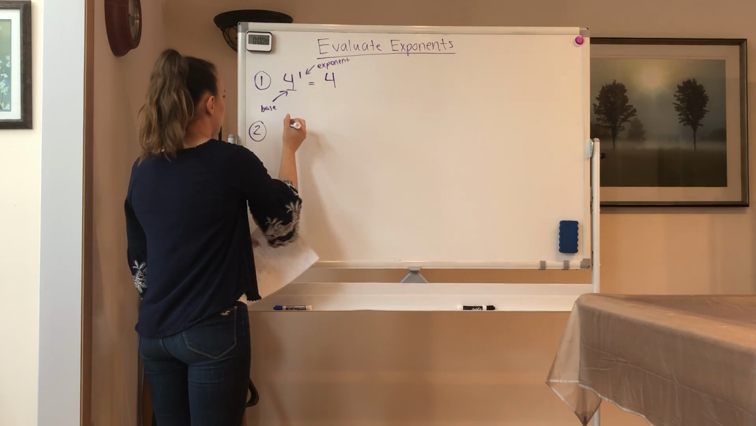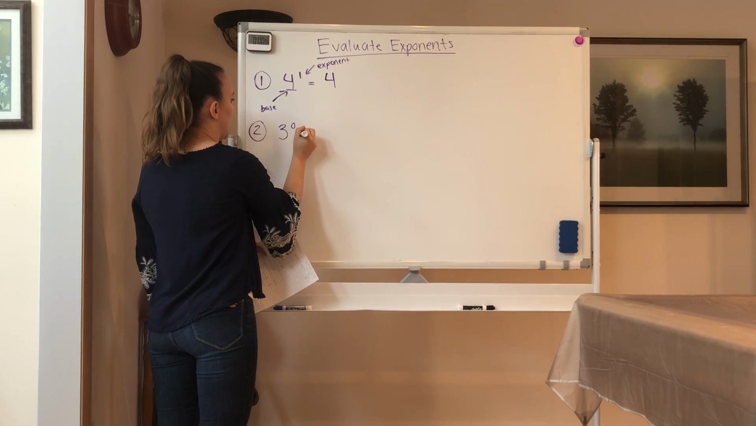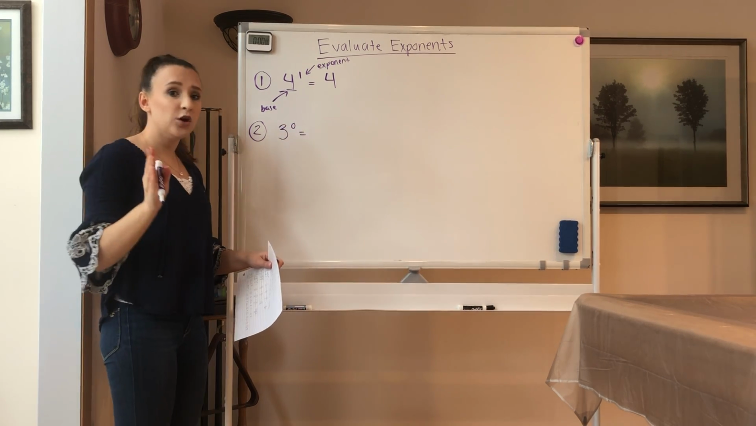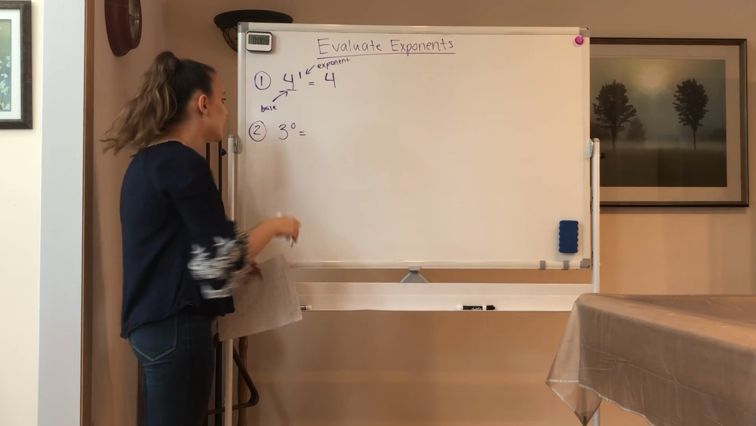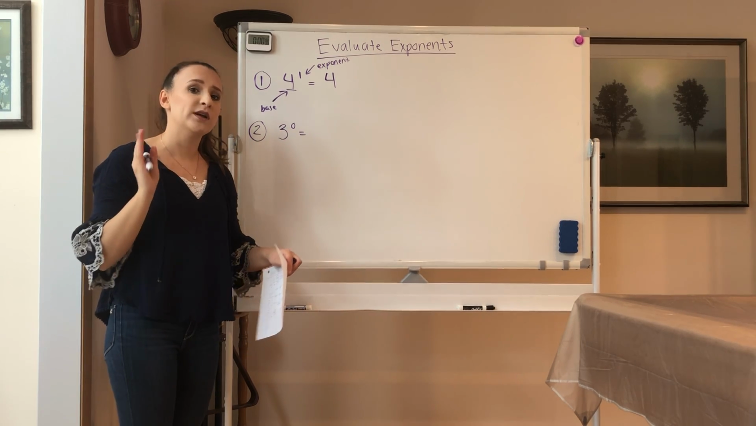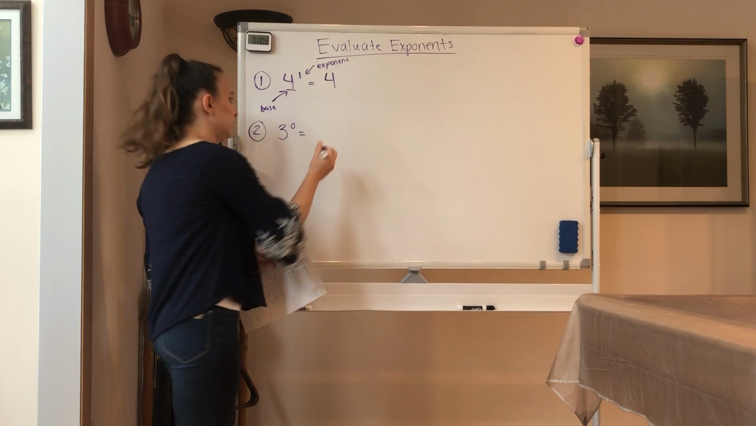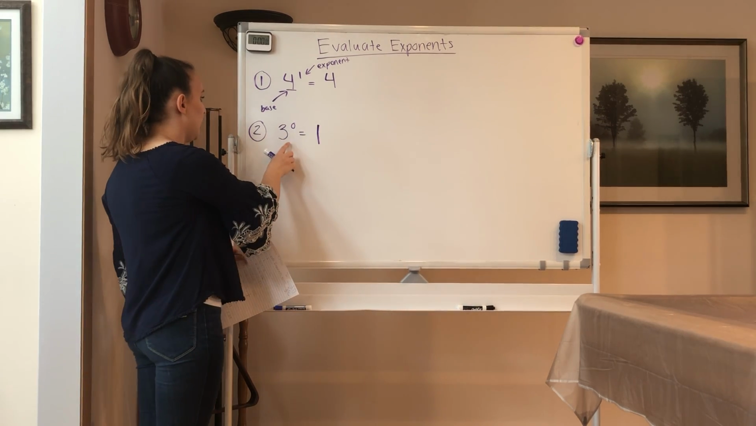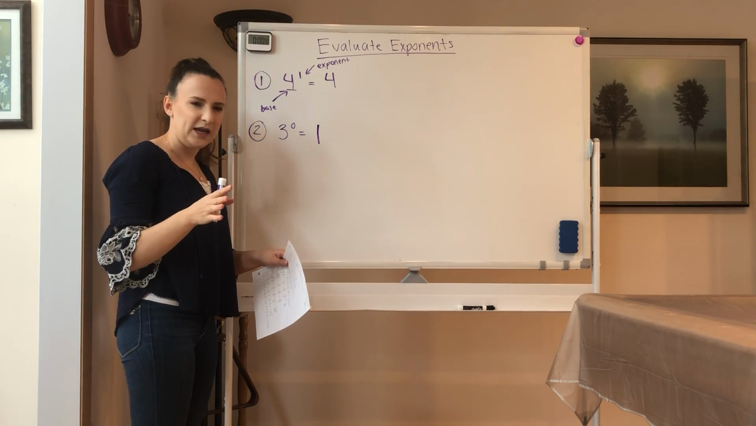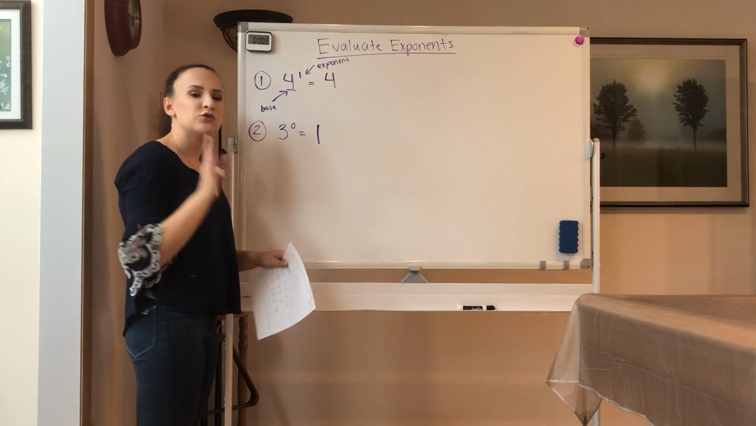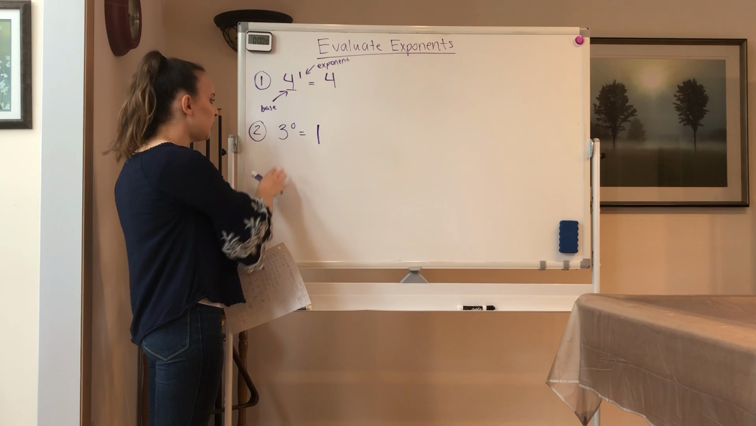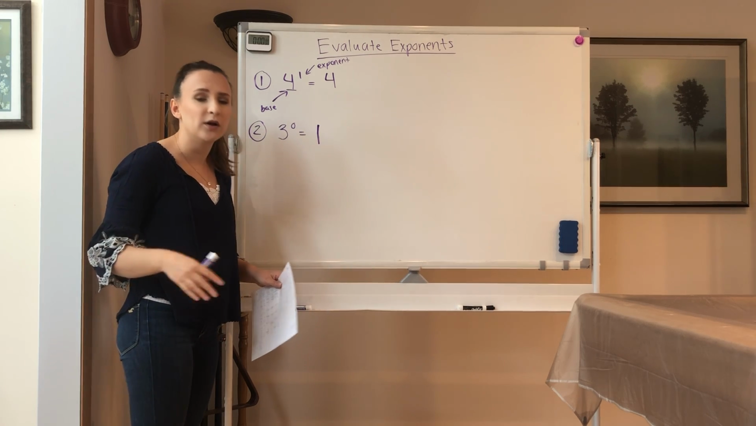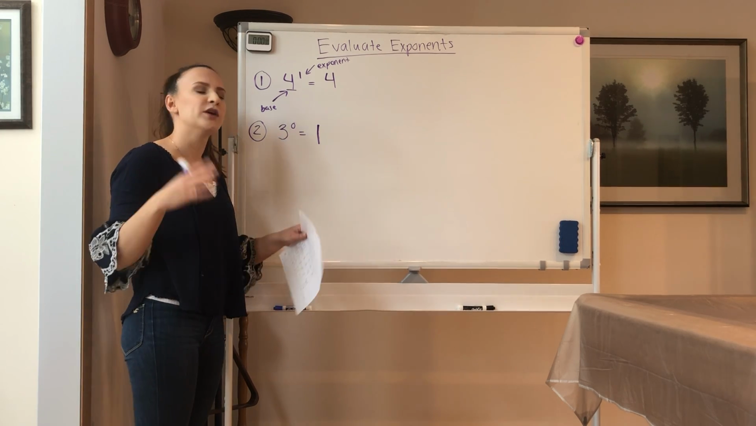Number 2, 3 to the 0 power. Okay, the 0 power is one of those tricky rules. Anything to the 0 power is always 1. Okay, always, no matter what. You'll learn more about this in 8th grade, but for right now, just know it's always 1. Could be a million to the 0 power, it's 1. Could be a half to the 0 power, it's 1. Always 1.